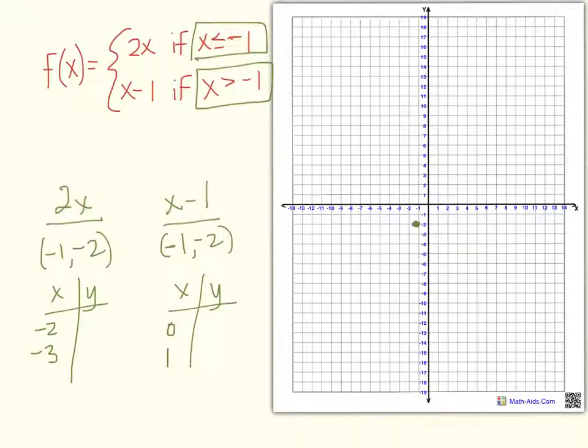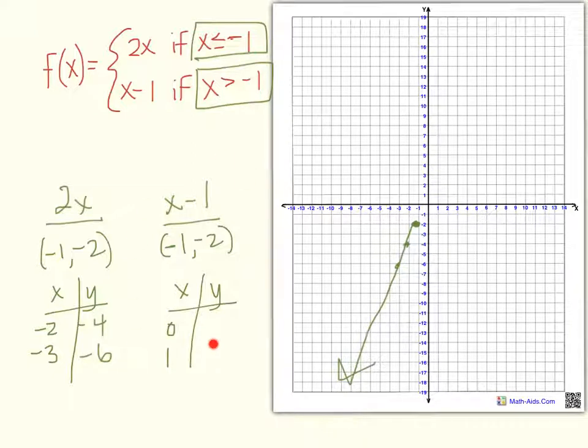So if I plug in a -2, 2 times -2 is -4, 2 times -3 is -6. So I got -2, -4, and I've got -3, -6, making this one of my lines. Now I need to get the other half. Remember, don't go past that endpoint, because past that endpoint is my next graph.